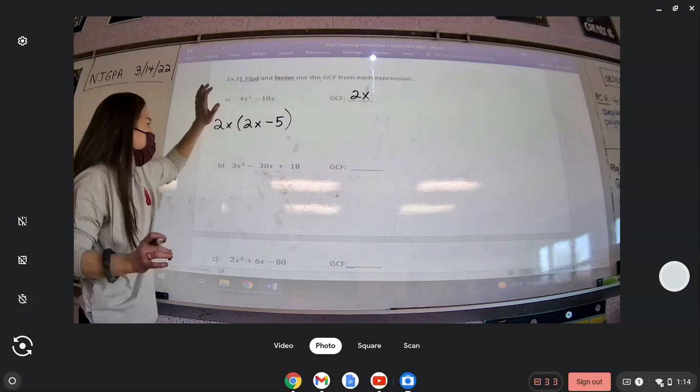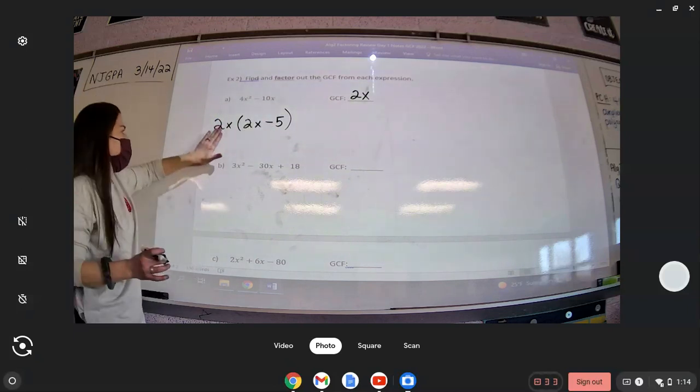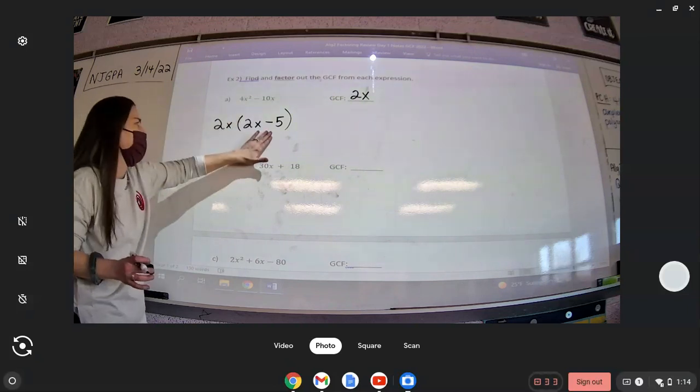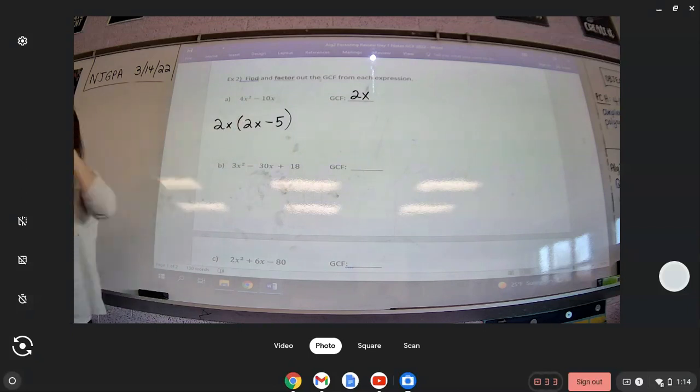You've broken it up into this and this. And you can always check it. Distribute it back in. Is 2x times 2x going to get you 4x squared? Yeah. Is 2x times negative 5 going to get you negative 10x? Totally. You have just factored that expression. Go ahead.